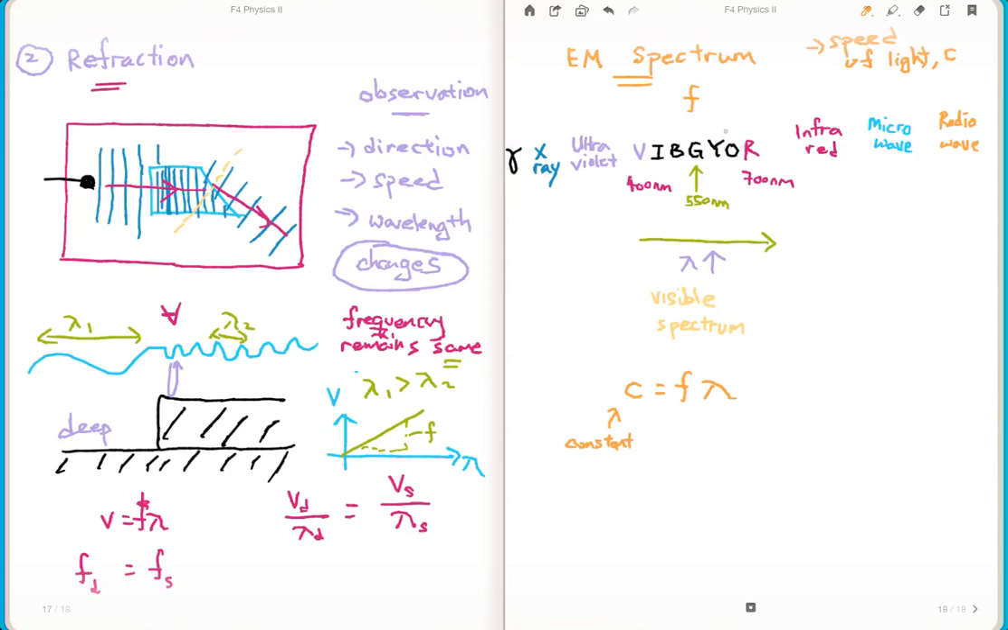So meaning, from left to right, your frequency reduces. How can I put it? Reduce from left to right. Okay, from left to right, frequency reduces because of this equation.